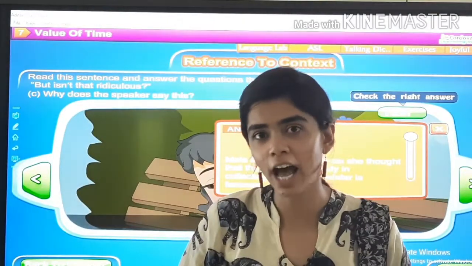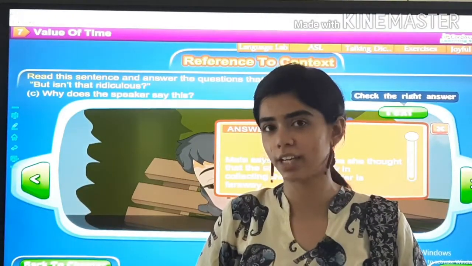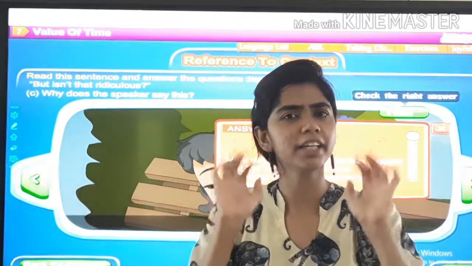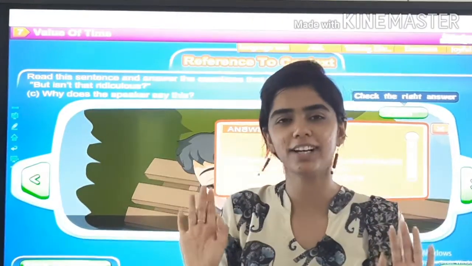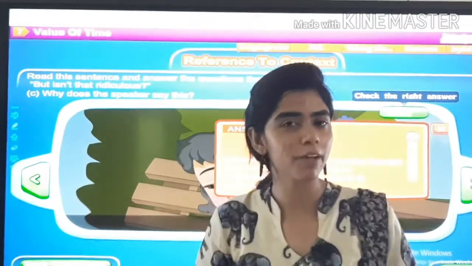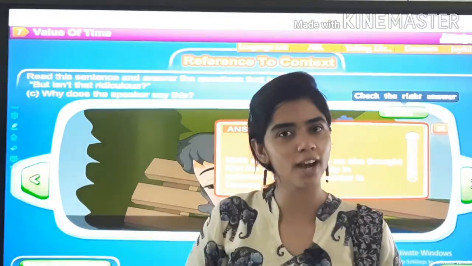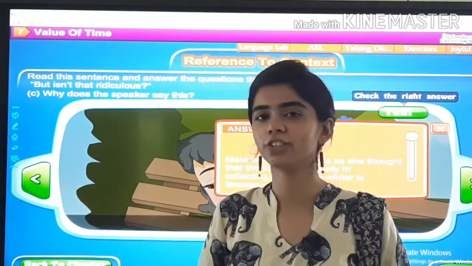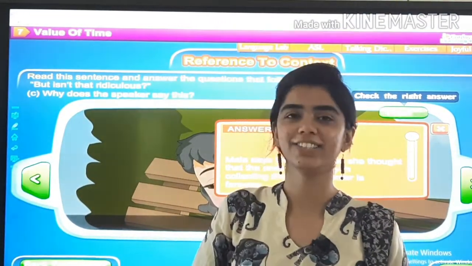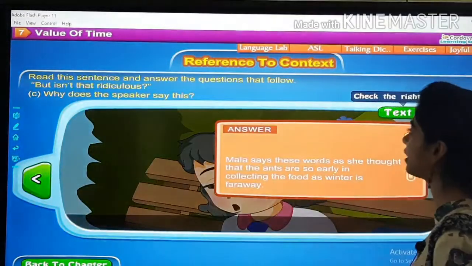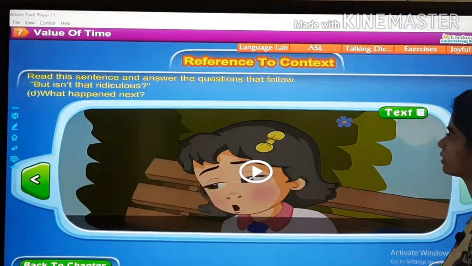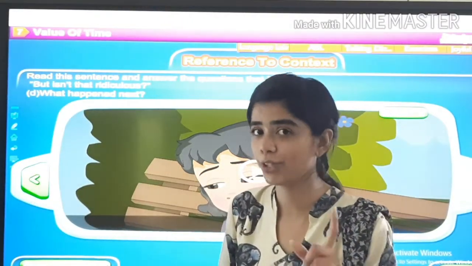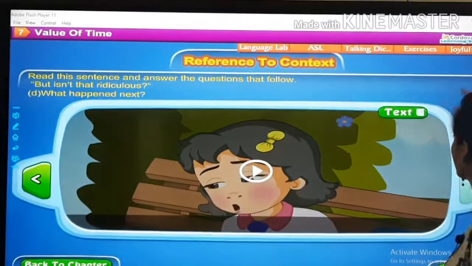Now, she didn't have the habit of completing her work on time, as we all know, because she said that there are 10 days for exams, I will learn. So, in the same way, she thought that the ants should not be in a hurry. They should play instead. Unhe abhi kaam nahi karna chahiye. Unhe to khelna chahiye. And this is why she said these words. What happened next? We all know. How did the ants react?